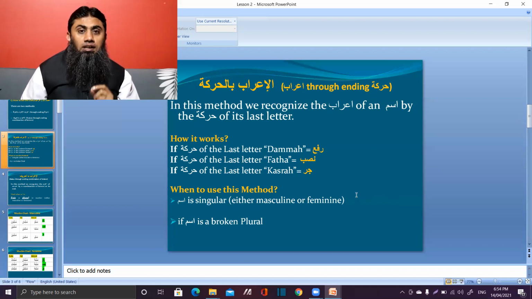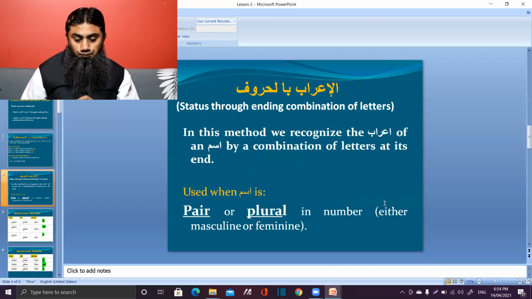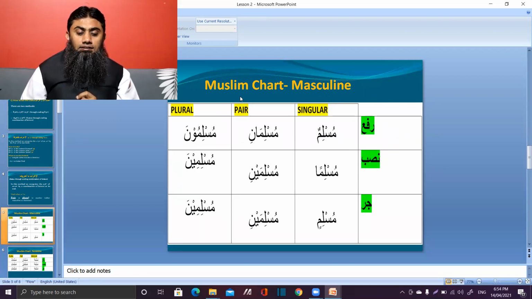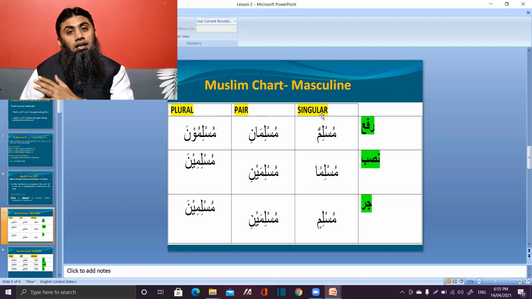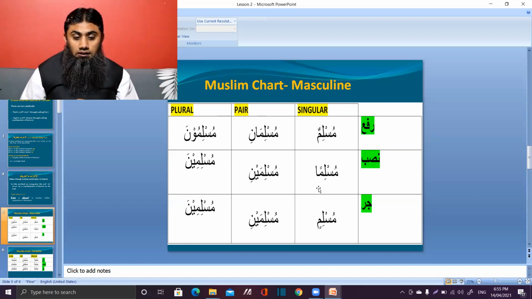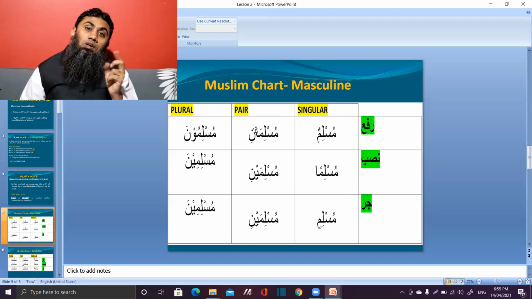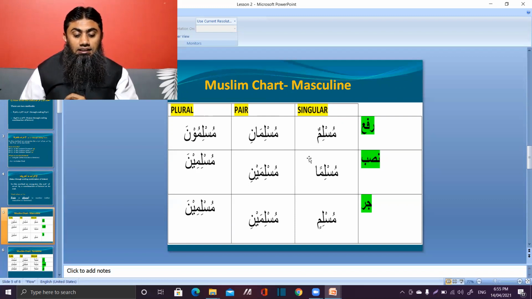Now, let me show you the actual working of this haraka method. You see this chart, it's called the Muslim chart. It's just an example, a way to help you understand what we learned in the previous method. First of all, look at the structure of this chart. It has three columns: singular, pair meaning two, and plural. Why? Because in English we have singular and then plural, but in Arabic we have singular, and if it is two, we call it pair, and only if it is more than two do we call it plural.